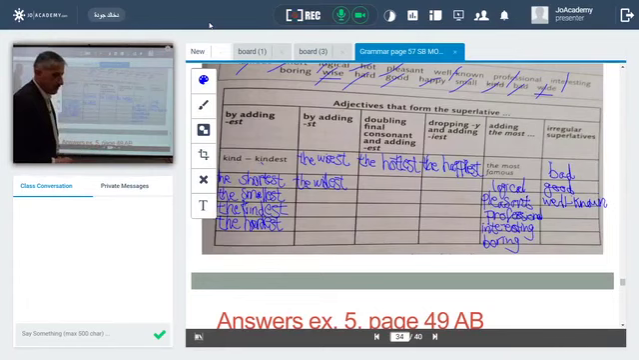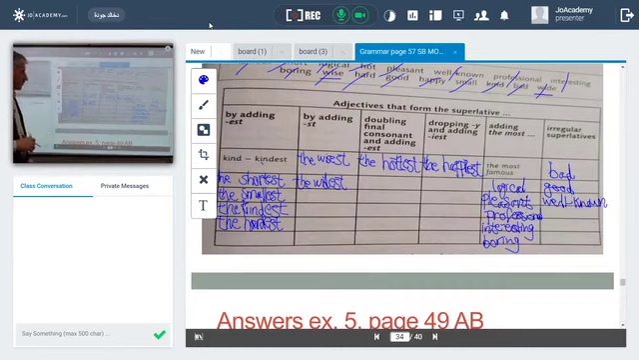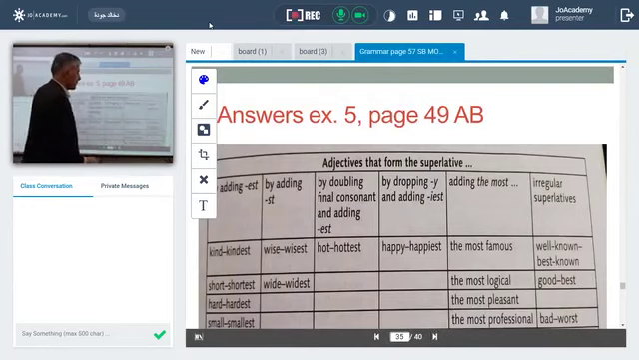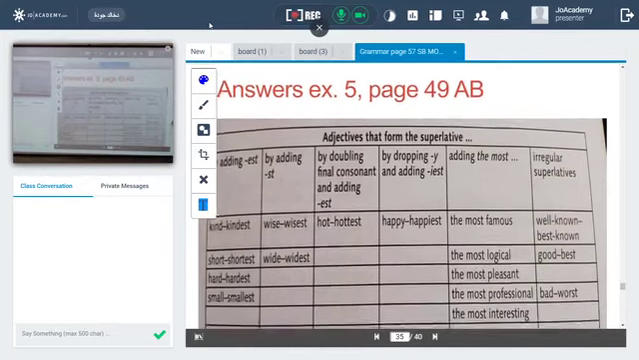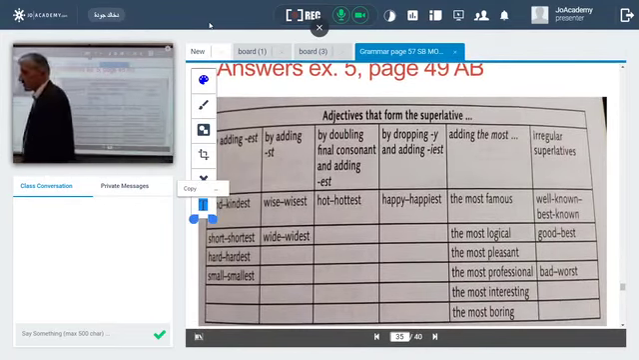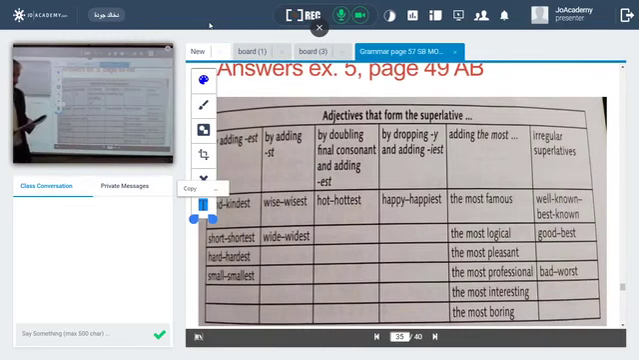Well-known. Okay, so these are the adjectives. We made them according to the groups. Let's see our answers, if we are solving them right or not. Answer to exercise number 5. Put the adjectives in the correct column.